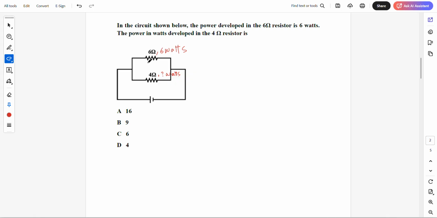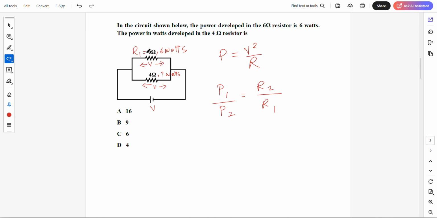For example, if the voltage here is V volts, then this is also V volts, and this is also V volts, right? We know that P is equal to what? P is equal to V square by R. Therefore, I can write P1 by P2 is equal to R2 by R1, right?